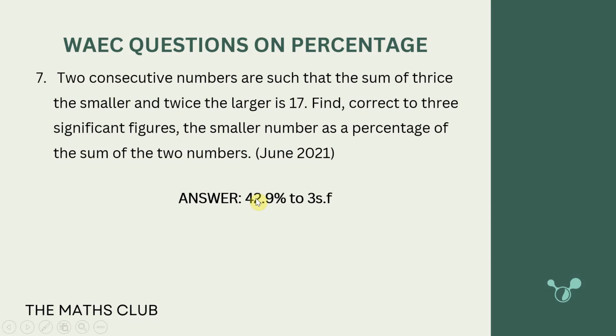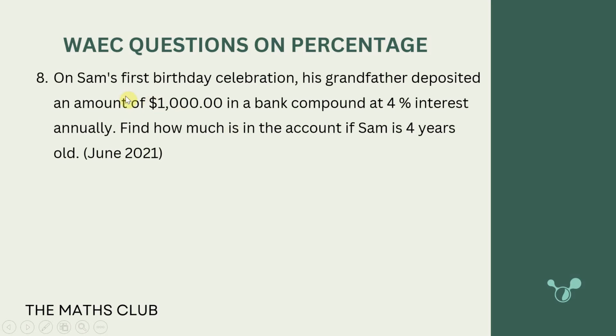Great, 42.9%. Next question says that on Sam's first birthday celebration, his grandfather deposited an amount of $1,000 in a bank account, which is compounded at 4% interest annually. Find how much is in Sam's account when Sam is 4 years old. I want you to pause the video and try this out yourself.